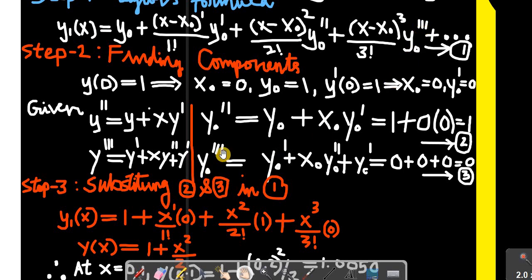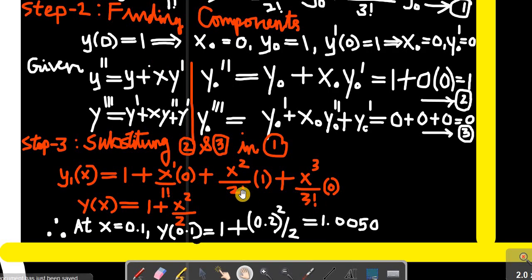The value of the third derivative at x equals 0 is 0, and that value we are putting here. As a result, this term will be struck out, and this term will be struck out. Now look at that. You will have 1 plus x squared by 2, right? 1 plus, this and this are struck out because of the 0 value here, so we will have 1 plus x squared by 2 factorial. 2 factorial means 1 into 2. So y of x equals 1 plus x squared by 2.